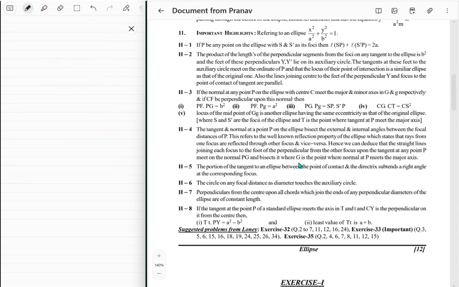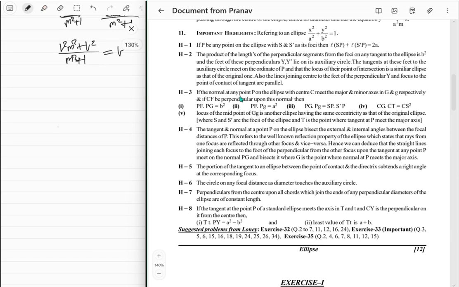Okay, cool. So, wait, what was I doing once again? Yeah, this property I did, h2. Let's go for h3 in fact. So if the normal at point P on the ellipse with center C meets the major and minor axis in G and g respectively. So what's the normal? We already got the equation for that, but just write it down once again.